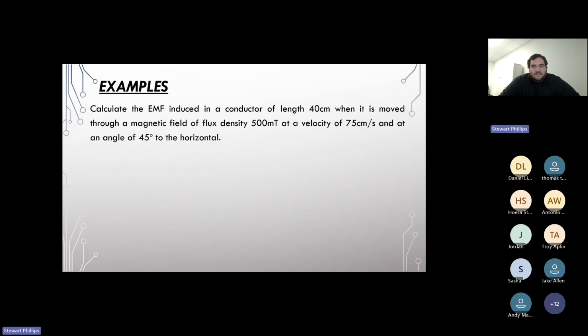Remembering our formula, E equals BLV sine theta.